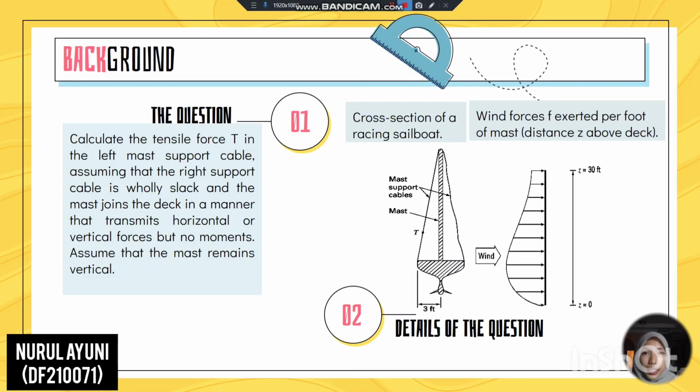For the first presenter, I want to present about the background of this project. In the background, I want to explain about the equation for this project. The equation is to calculate the tensile force T in the left mesh support cable, assuming that the right support cable is wholly straight and must join the deck in a manner that transmits horizontal or vertical force but no moment. Assume that the mesh remains vertical.